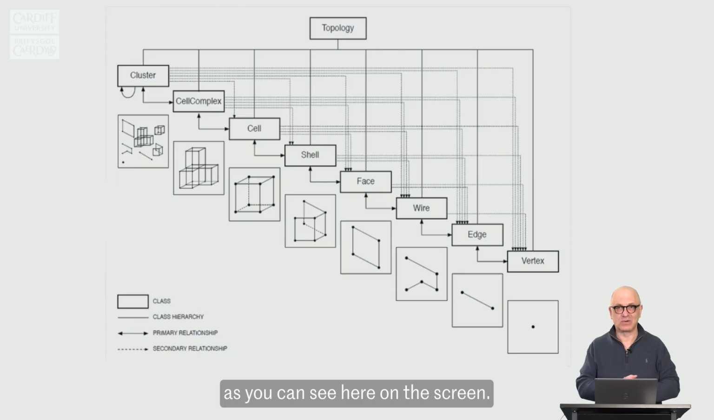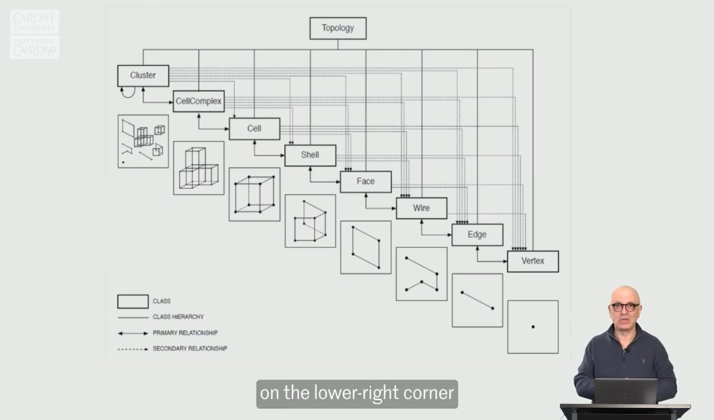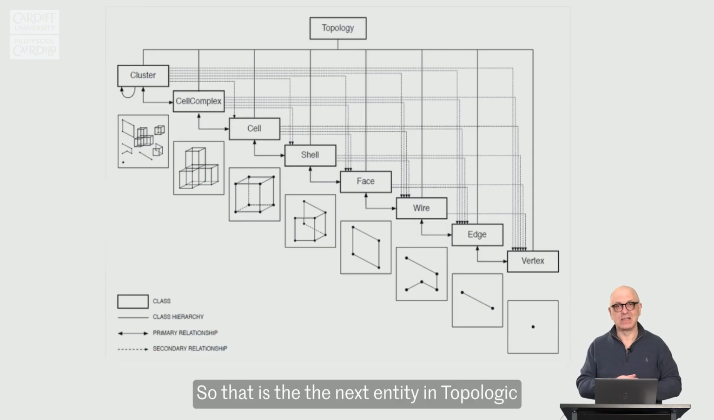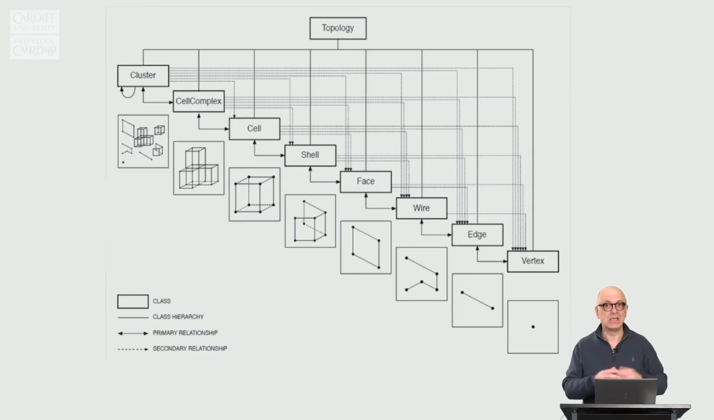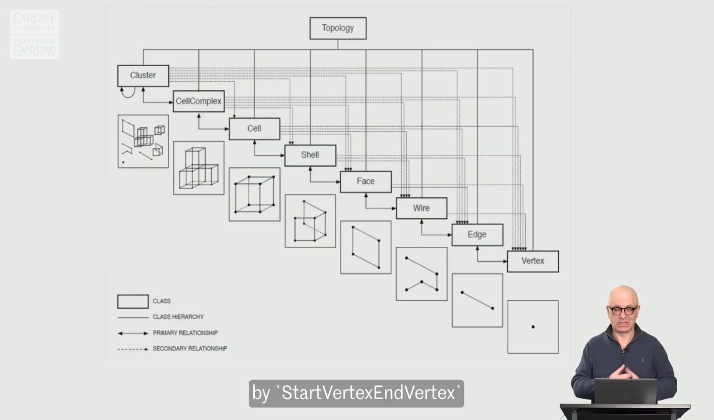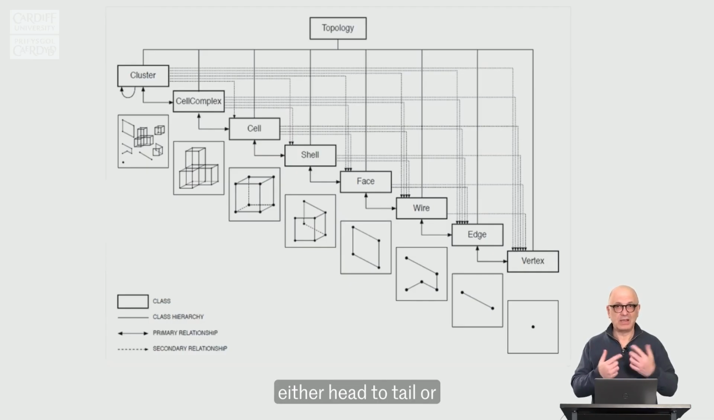As you can see here on the screen, we start with the simplest entity on the lower right corner, which is a vertex. A vertex is nothing more than a single point in 3D space, and it has x, y, z coordinates. When you take two of these vertices and you connect them, you get a straight edge. So that is the next entity in topologic, and you can create edges in different ways by start vertex, end vertex, and other ways.